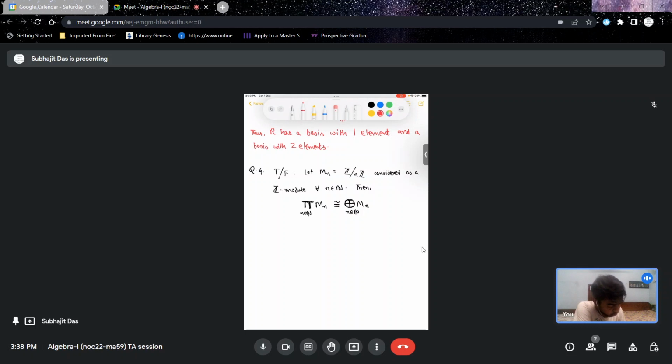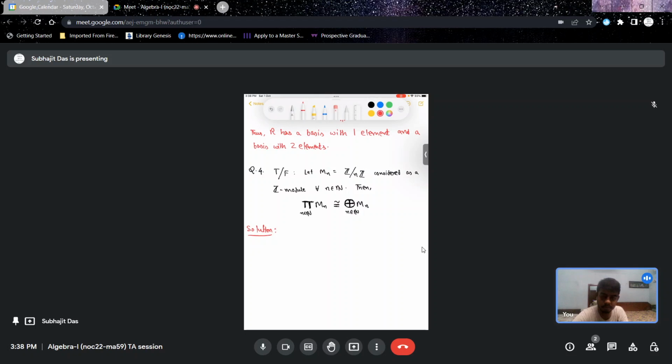Yeah, so let's move on to the next problem. We again need to determine whether this particular statement is true or false: let Mn be equal to Z mod nZ, considered as a Z-module, for any natural number. That is, you fix a natural number n and you define this Z-module Mn to be Z mod nZ. Then we need to determine whether it is true or false that the direct product of the Mn's is isomorphic to the direct sum of the Mn's.